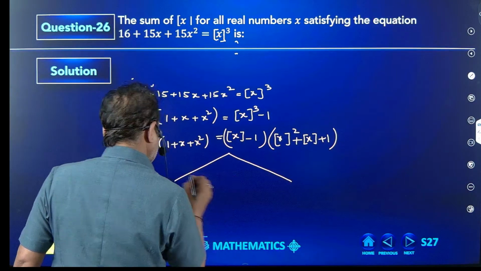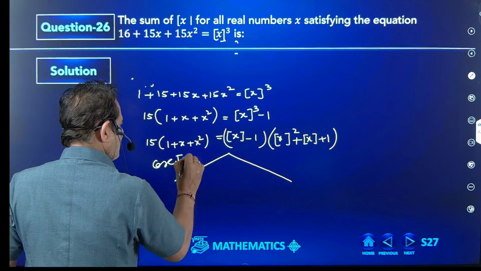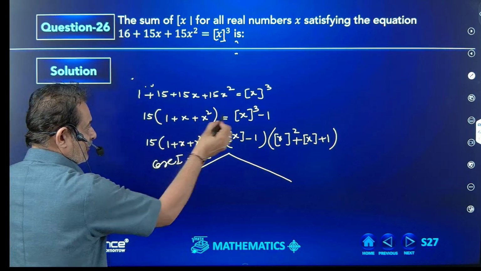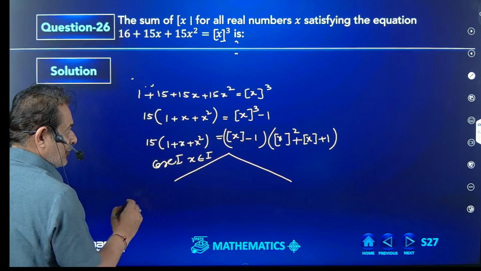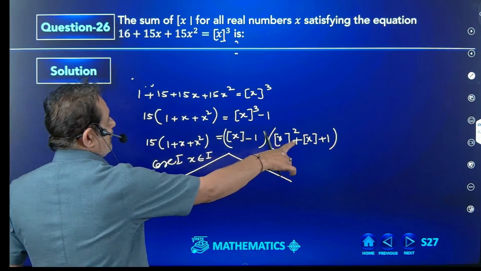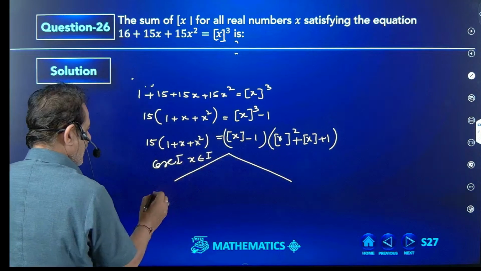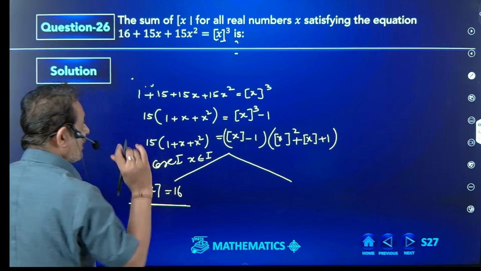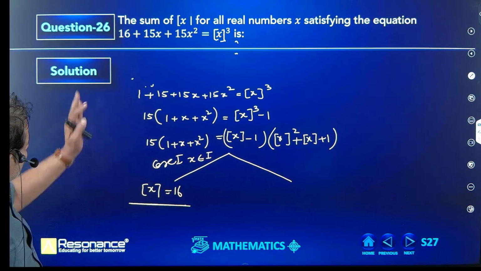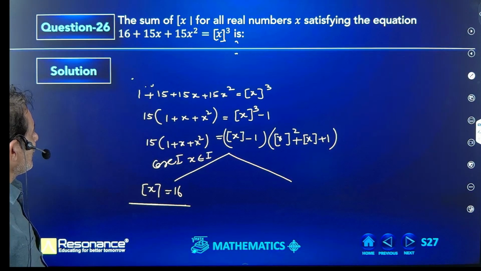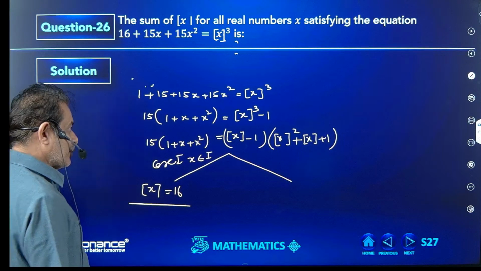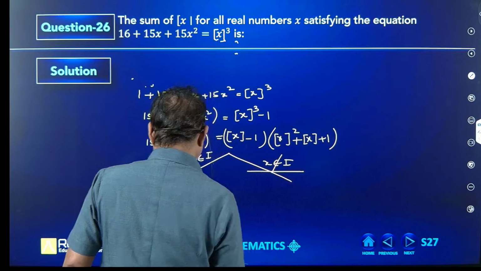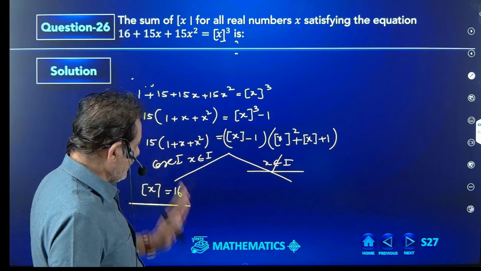What are the cases? First case, if x is an integer. If x is an integer, you see that this will be cancelled out. Yes or no? So integer x should be equal to x. So these will be cancelled out. So integer x equals 16. So one answer is 16, and we see that the answer will be greater than 16. Now suppose x is not an integer. Then the answer will be greater than 17 something.